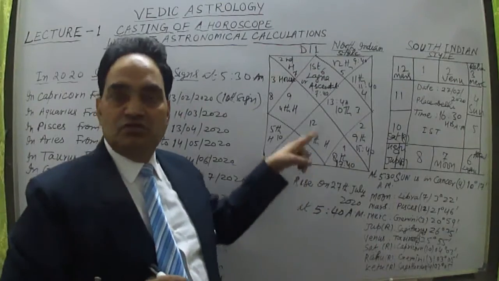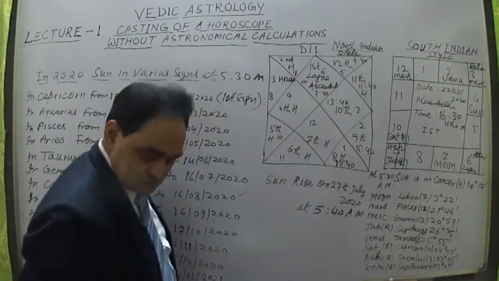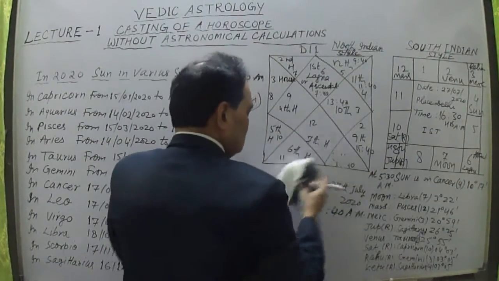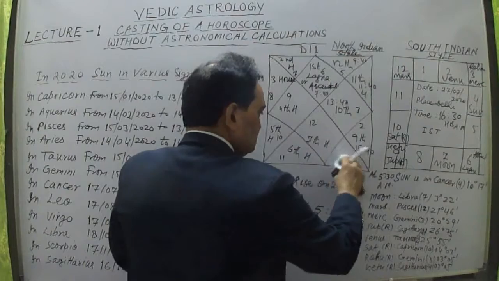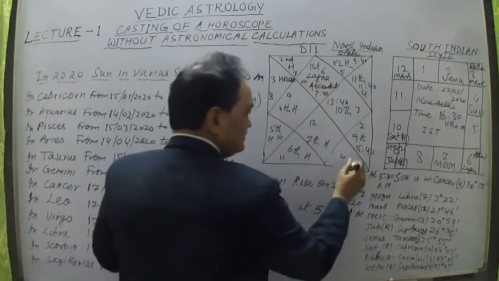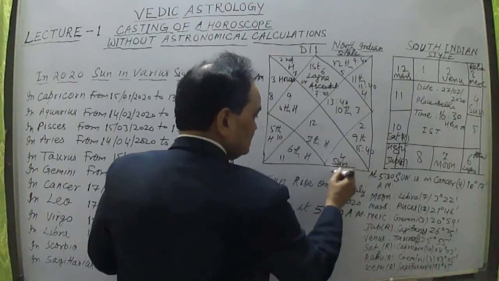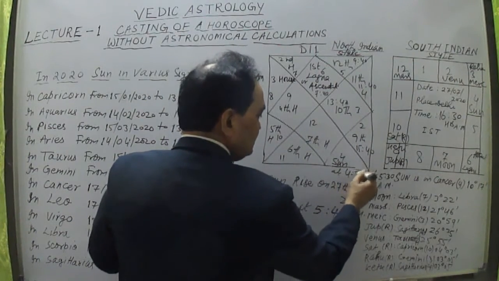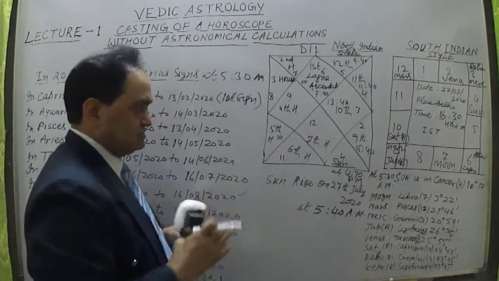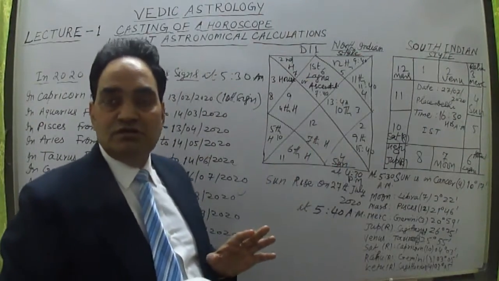So the sun is in the 8th house in the North Indian style. Here the sun is in the Cancer sign at 16:30. Now let me find this again. This is the Cancer sign, and the sun is here at 4:30 p.m., or 16:30 hours. So at 4:30 p.m. the sun is here in the Cancer sign.